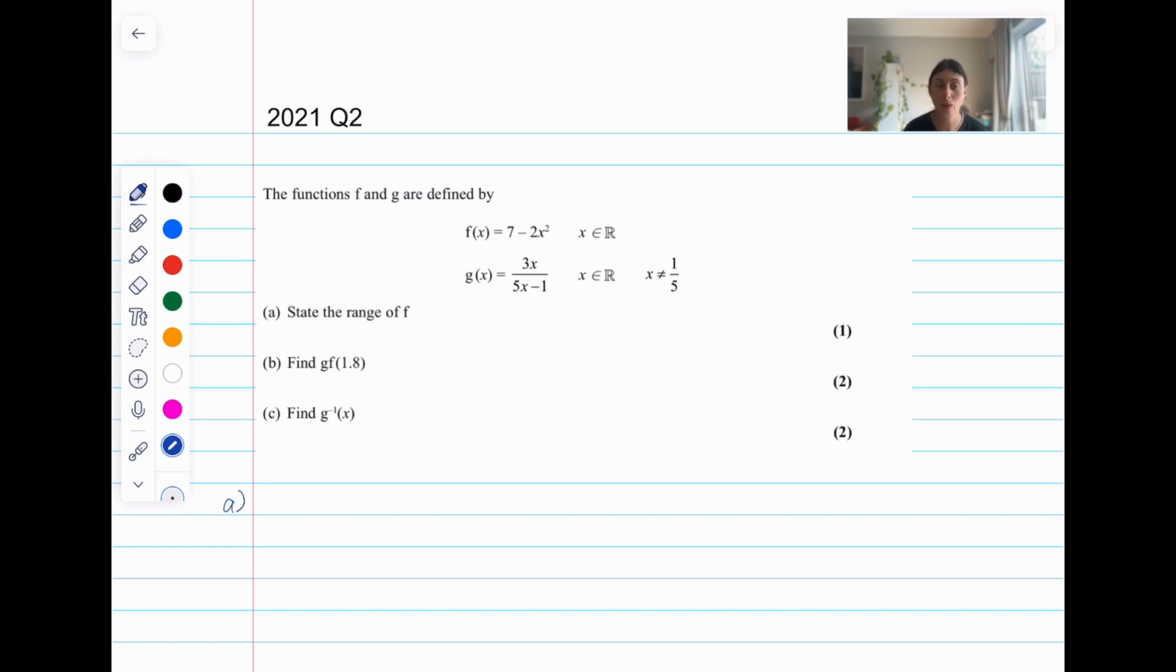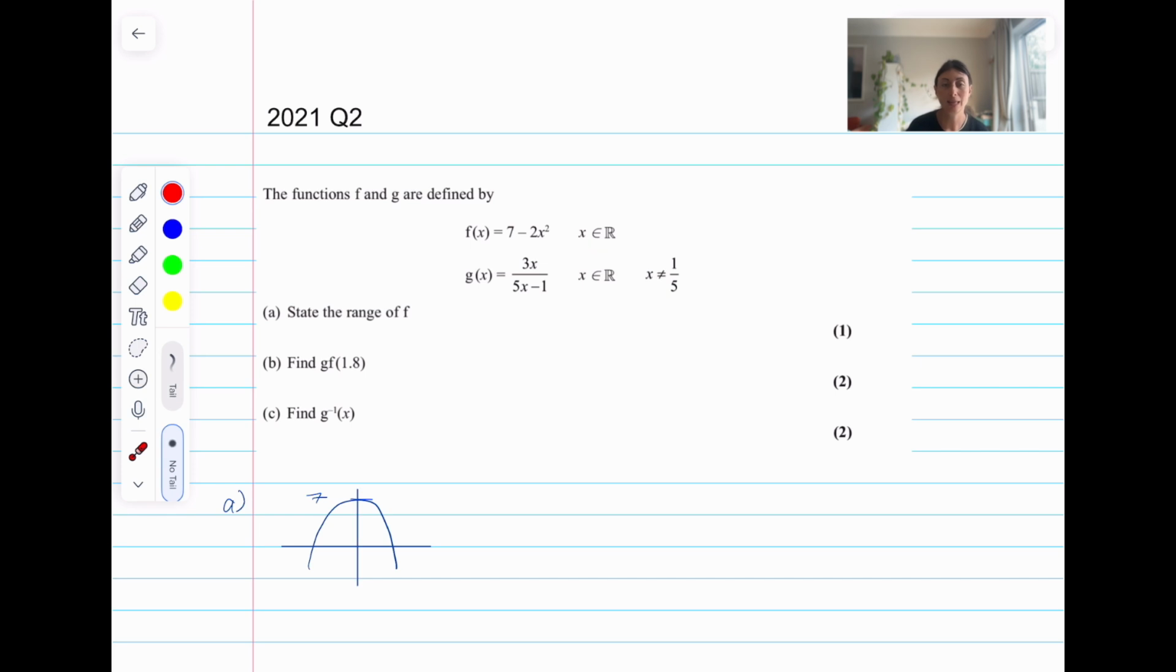So in this case, it's quite straightforward because f of x is a quadratic, it's a negative quadratic, and the domain is any real number, so x can be anything. So the graph looks like that, there's nothing we need to delete from it.